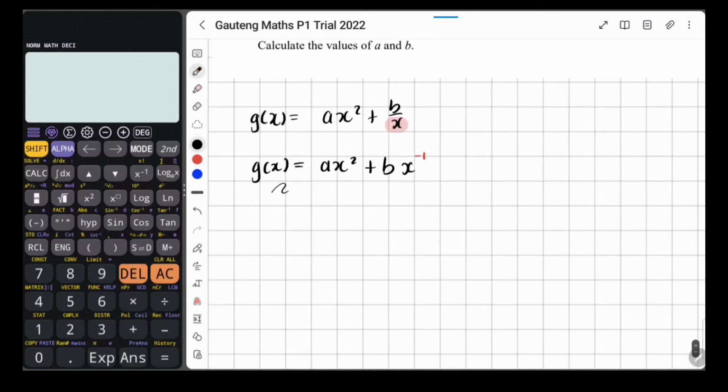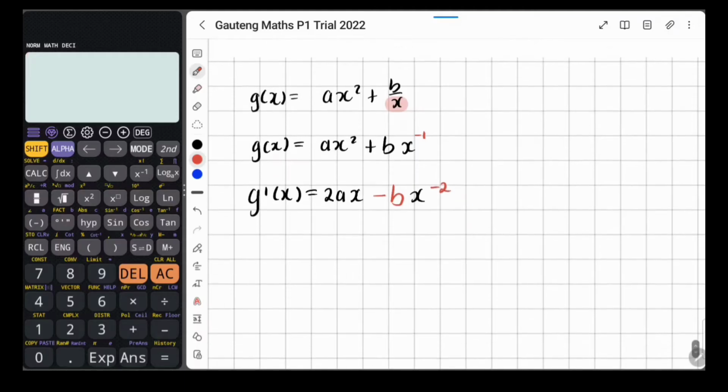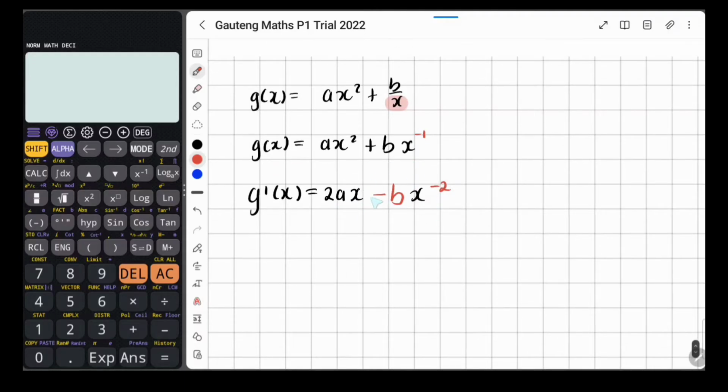And when we derive it, we're finding the gradient. So I'm saying g prime of x is equal to, so I'm saying a times 2, which is 2a. And we have x to the power of 2 minus 1, which is just 1. I don't have to write the 1. Then we have a positive b times negative 1, and that will give us a negative b. And we have x to the power of negative 1 minus 1. So if you say negative 1 minus 1, you're going to get negative 2. Okay, so this is the gradient. This is the equation for the gradient of this function at any point.